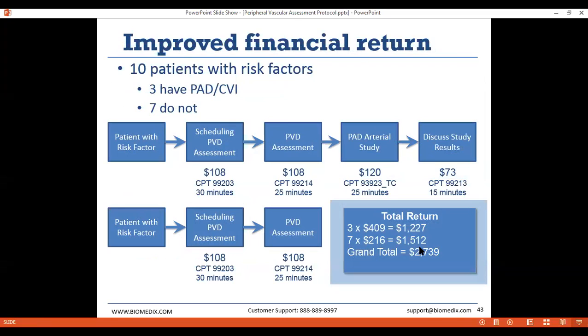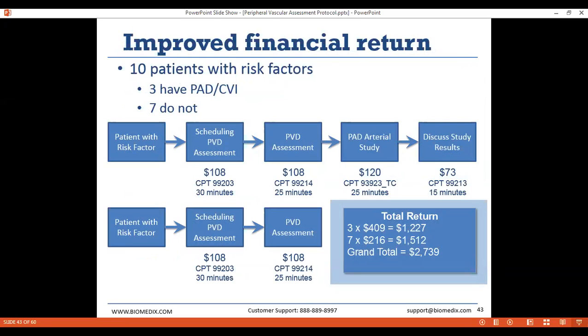So as you can see here, of these 10 patients that we've tested, we've detected disease in 3 patients who would otherwise not have been included in your protocol, and so we're identifying patients with the disease a lot earlier.